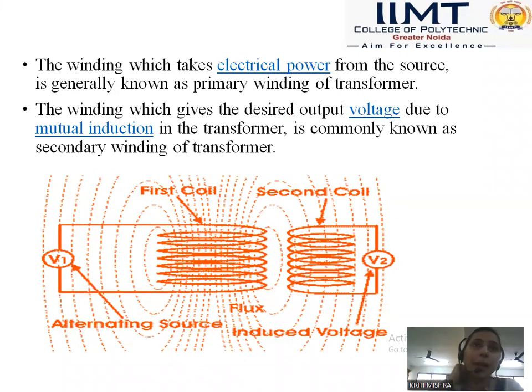Next, the winding which takes electrical power from the source is generally known as primary. We can see in this picture that V1 is connected to the first coil, so this winding is the primary winding. Next is the secondary coil. The winding which gives the desired output voltage due to mutual induction, the flux linking, is commonly known as secondary. So we are getting our desired output from V2. The second coil is the secondary coil.